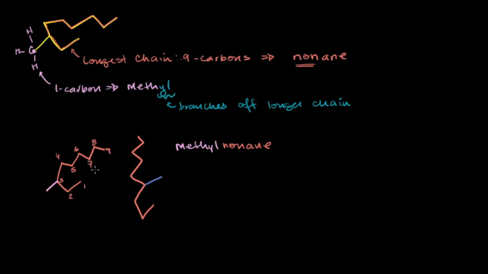So the name will become 3-methyl nonane. Here I'm going to show that 3 in yellow. So 3-methyl nonane. And what did we learn? We learn that a number and a letter are separated by a hyphen, while two numbers are separated by a comma. Clear? And the first letter should be capital, and everything is written in a single line.